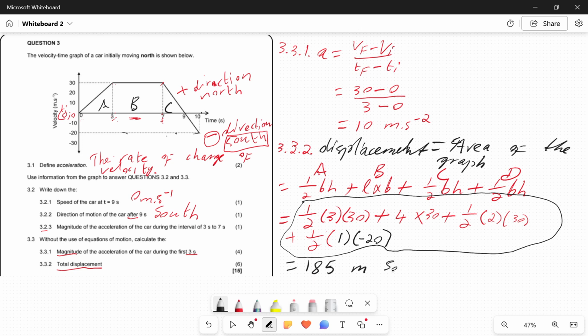We can say to the south, or not to the south, my bad. Let's say to the direction of motion.